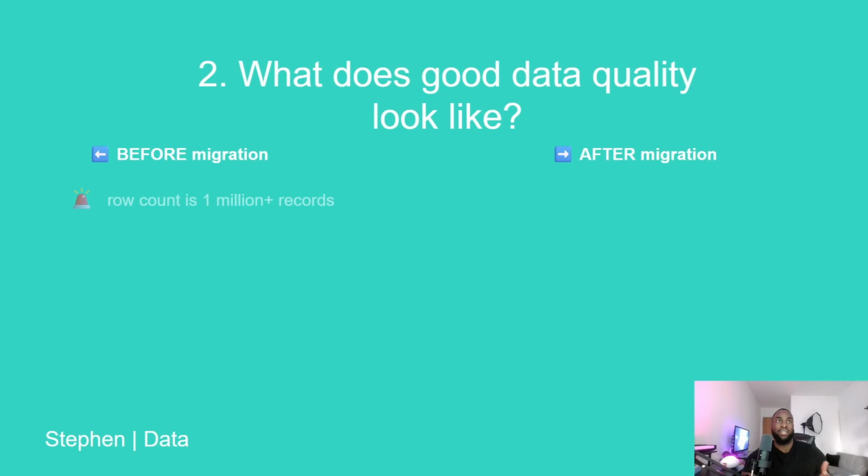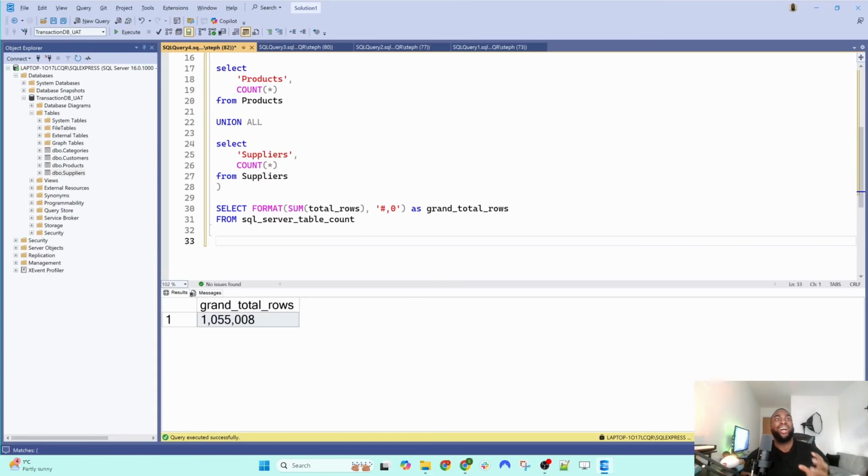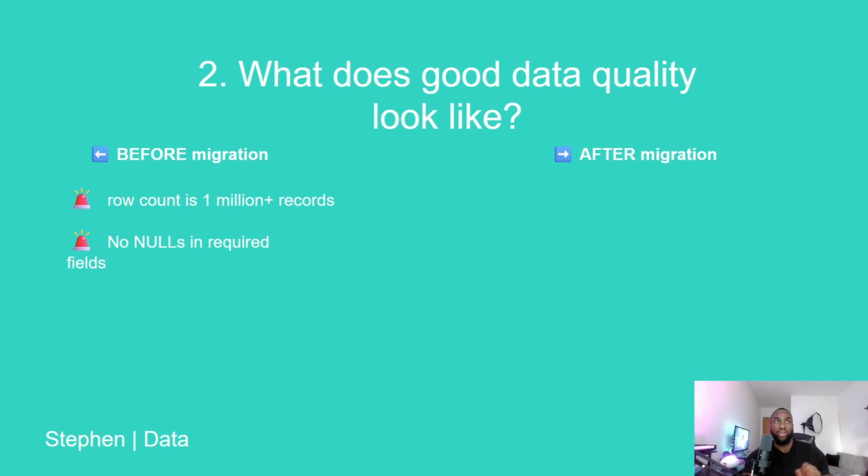The first check could be row counts. So the row counts must be over 1 million records. So we've just confirmed that the row count has to be 1,055,008 records in SQL Server and in Postgres. Number 2, no nulls in required fields. So check number 2 will be a null check.